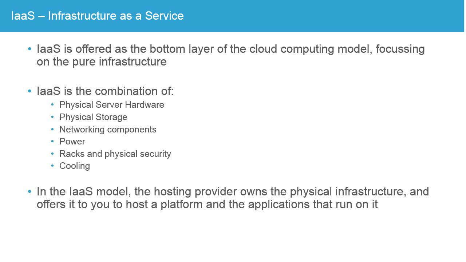Infrastructure as a Service is the bottom layer of the cloud computing model, focusing on the pure infrastructure used for computing. Infrastructure as a Service is the combination of things like physical server hardware, physical storage, the networking components, routers, cables, connectors, firewalls, power, racks to house this gear, physical security to control access physically to this gear, and cooling.